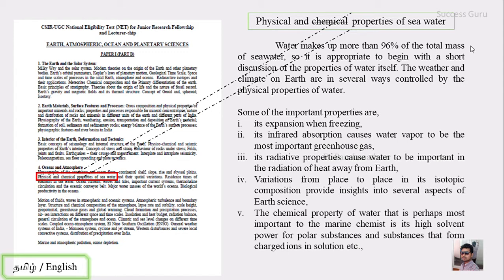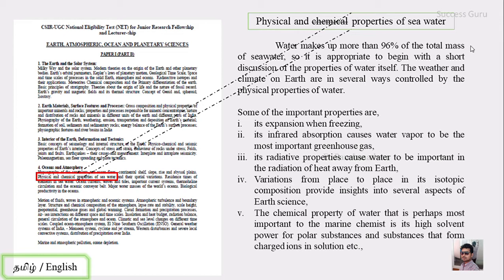Also, infrared absorption causes water vapor to be the most important greenhouse gas. Without that, the earth would not be green, right? Not only that, it radiates back most of the incoming solar radiation in the cloud form, so that saves the earth. And variation in its isotopic composition provides insight into several aspects of earth science. For example, you can use water isotopes to identify and calculate the climatic temperature also, right?